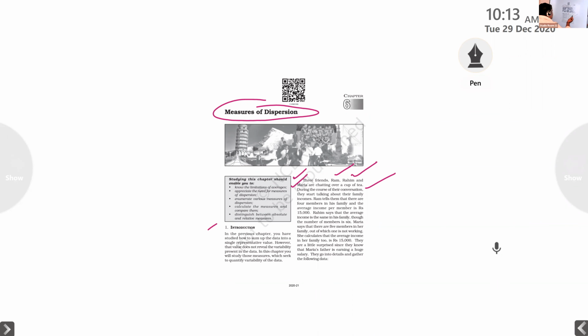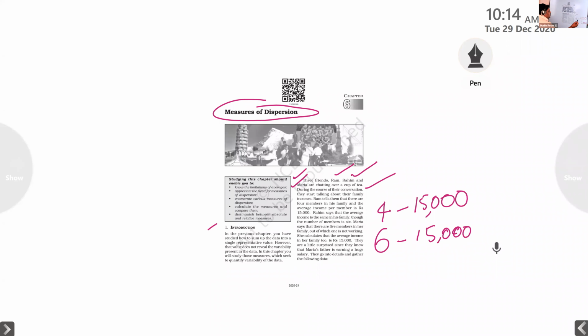During the course of their conversation, they start talking about their family income. Ram tells them that there are 4 members in his family and the average income per member is rupees 15,000. Okay, so Rahim said that the average income in his family is the same, though the number of members is 6. So Rahim also said the same.